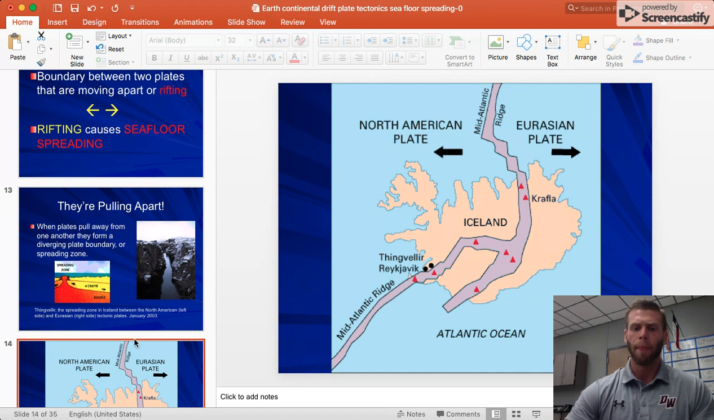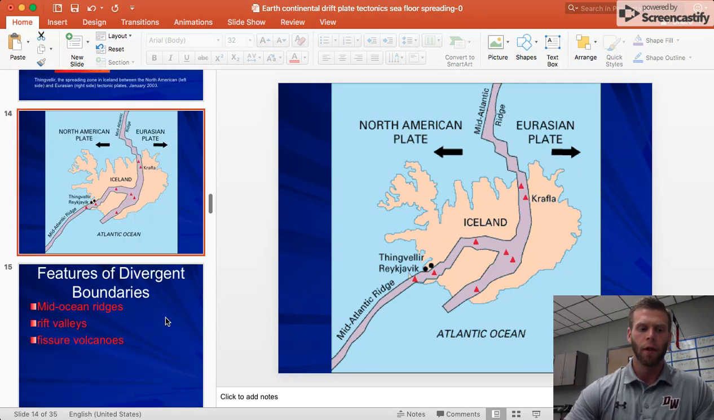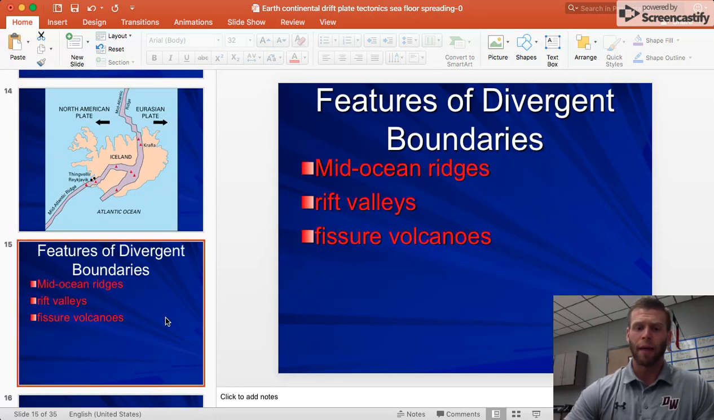and there you go, it creates a new seafloor. Here you see the huge Mid-Atlantic Ridge. The Eurasian and North American plate, this is a divergent boundary running right through Iceland. So some features of divergent boundaries are mid-ocean ridges, which we just showed, rift valleys, and fissure volcanoes.